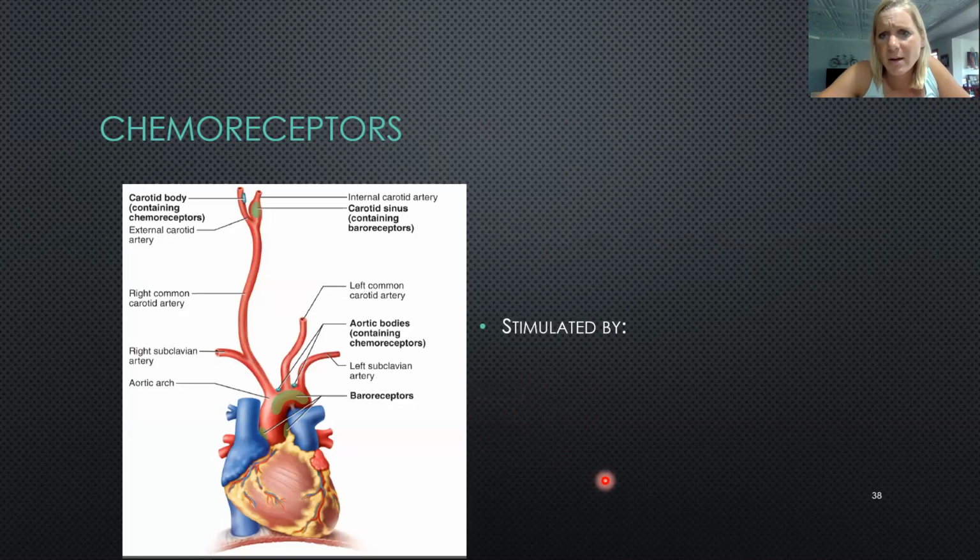Again, what are the chemoreceptors stimulated by? As we already mentioned, here you can see the aortic arch and the carotid artery, both containing chemoreceptors and baroreceptors. Baroreceptors are going to monitor pressure, so like your blood pressure, for example. But again, the chemoreceptors will be stimulated by chemical changes such as CO2, oxygen, and hydrogen. Those are the ones that are important for us when we think about respiration.